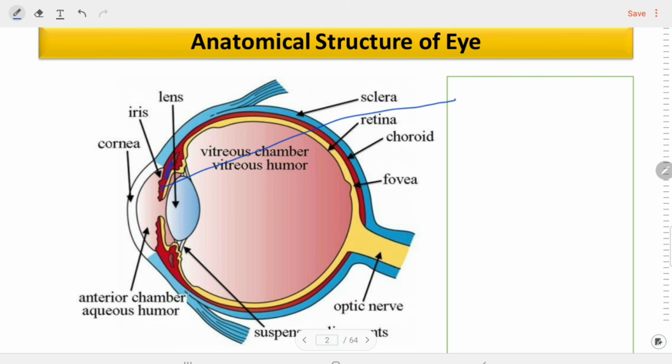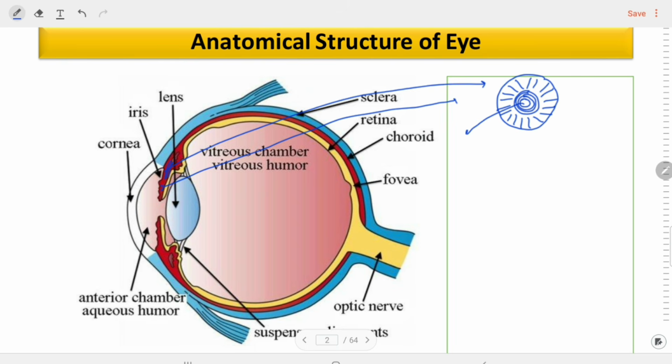Suppose this is the sphincter pupillae muscle in a circular shape, and this is the radial muscle, like this. The important thing is the location of the receptors on both muscles. We have to know which receptors are present in which muscles.